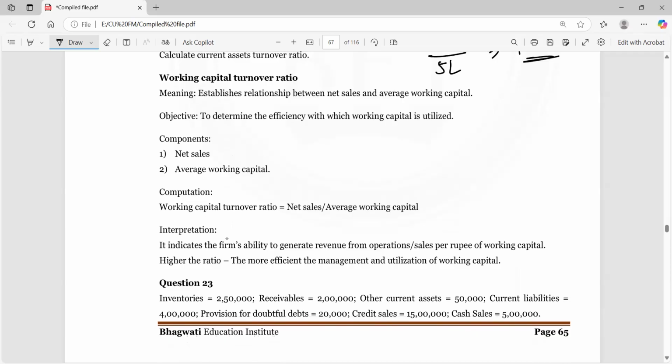Next, working capital turnover ratio. What could be the formula? Sales by working capital. So for every 1 rupee invested in the working capital, what is the amount of sales the organization is generating?